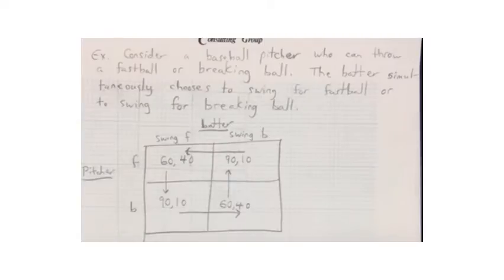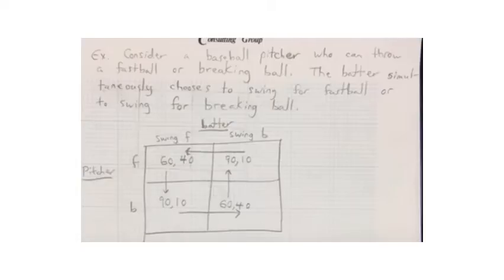So let us consider a baseball pitcher who can throw a fastball or a breaking ball. The batter simultaneously chooses to swing for fastball or to swing for breaking ball. So this is a game between a pitcher and a batter in baseball, where the set of possible strategies for the pitcher are fastball or breaking ball, and the set of possible strategies for the batter are swing for fastball, swing for breaking ball. You can do a best response analysis, and you can find there are no cells in which all arrows point toward. In other words, there are no pure strategy Nash equilibria in this game.